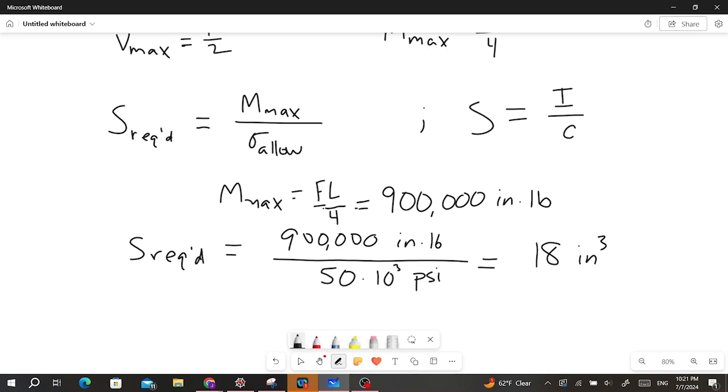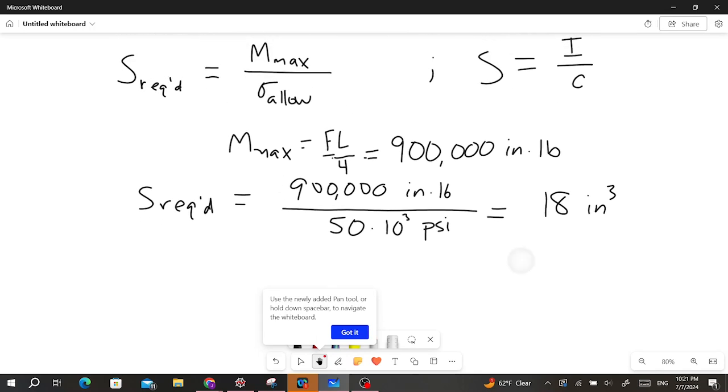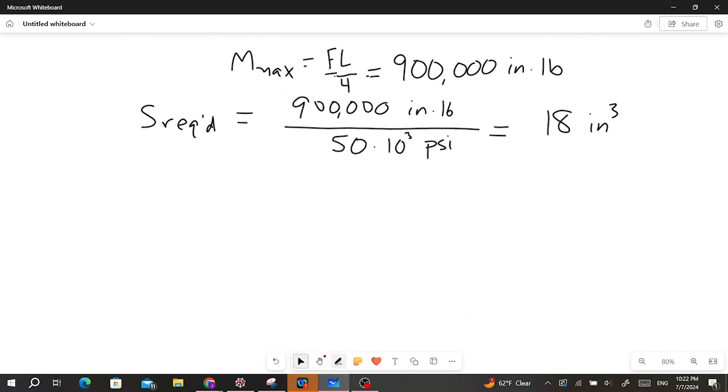cubed. Alright, so here we can use our definition of the section modulus, S equals I over C, in order to figure out what our unknown H needs to be to ensure that the stresses don't exceed the strength of the beam. So we come back to this other equation for the section modulus. We know that S required then, given this number, will be I over C.